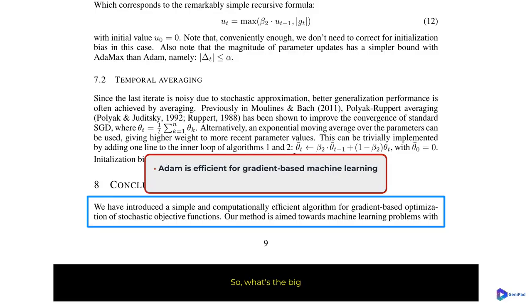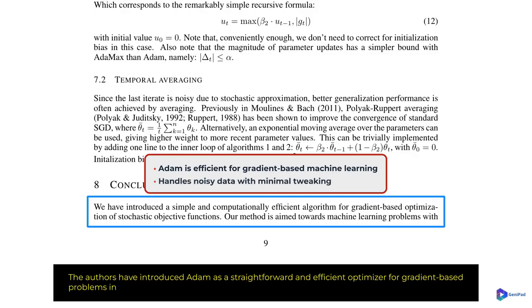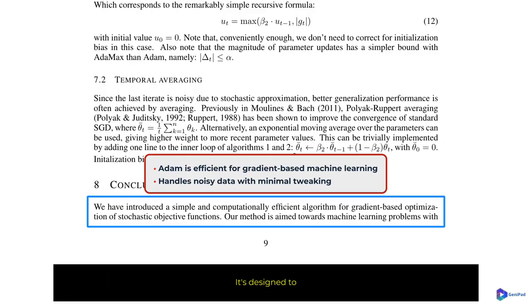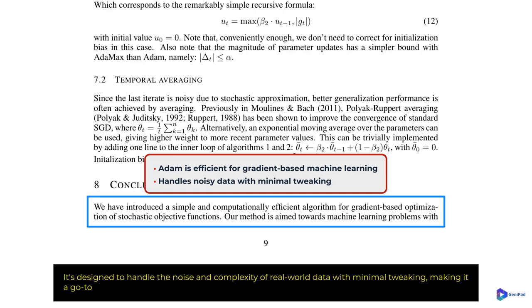So, what's the big takeaway? The authors have introduced ADAM as a straightforward and efficient optimizer for gradient-based problems in machine learning. It's designed to handle the noise and complexity of real-world data with minimal tweaking, making it a go-to choice for training models effectively.